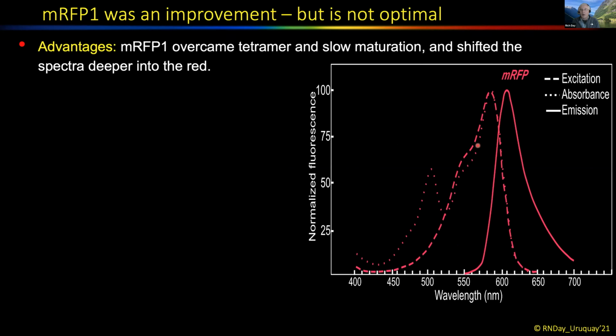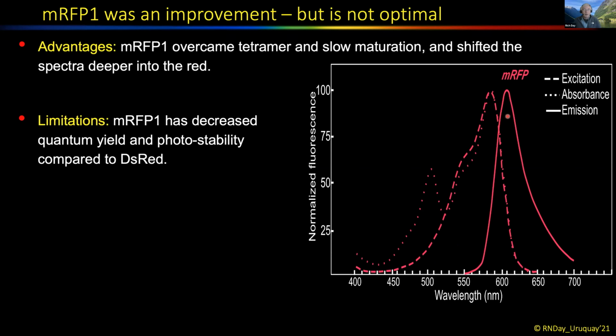It got around the problem of slow maturation. It matured very quickly, and its emission spectrum was actually shifted deeper into the red, which was another nice characteristic. However, it's a monomer, so it had decreased quantum yield compared to DsRed, and it had decreased photostability. The reason they like to form tetramers is for photostability.